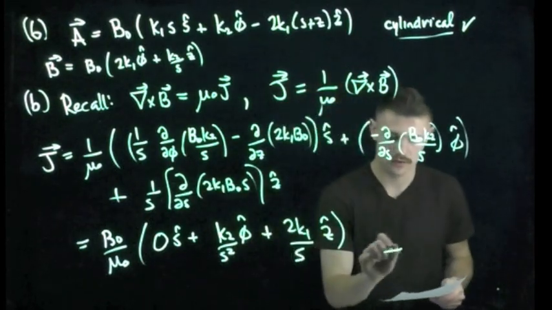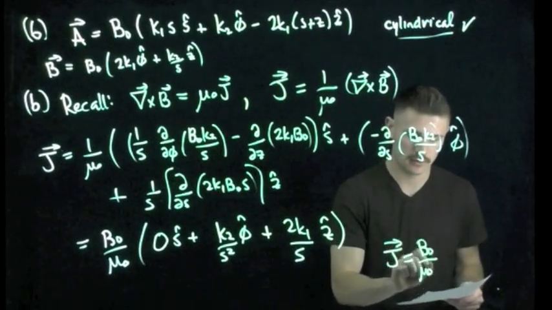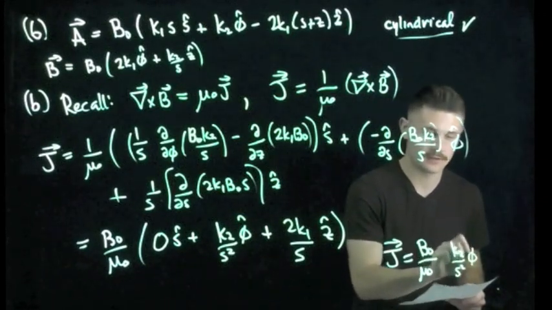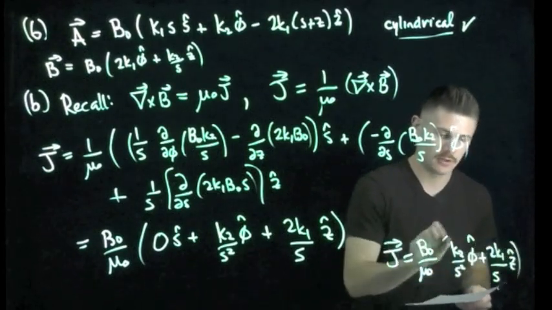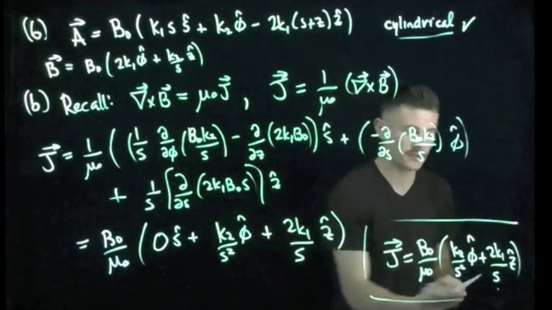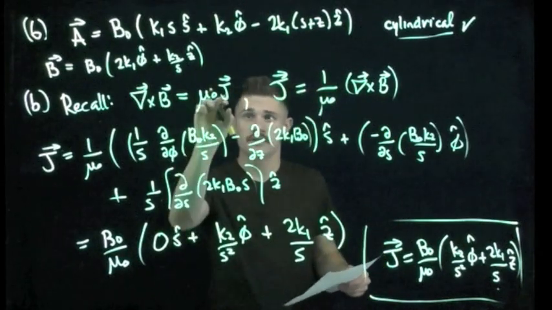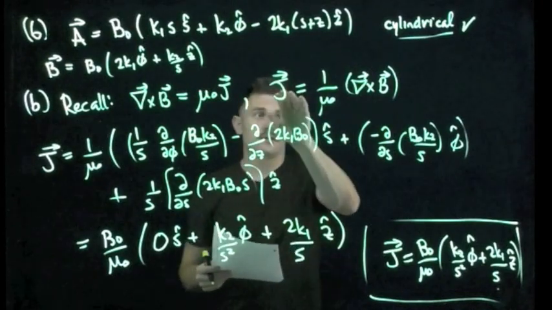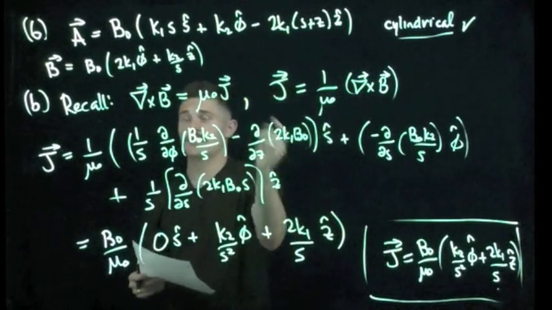So finally we end up with that our current density J is simply B naught over mu naught, and then these terms here, which gives us K2 over S squared phi hat plus 2K1 over S z hat. Just check this here quickly. Yep. Okay, so again, to walk through the steps, first we recall that the curl of our magnetic field B gives us mu naught times the volume current density, which is just a Maxwell's equation. We have that J then is equal to 1 over mu naught times the curl of B, and that's what we want to solve for, is J given the B that we found in part A.